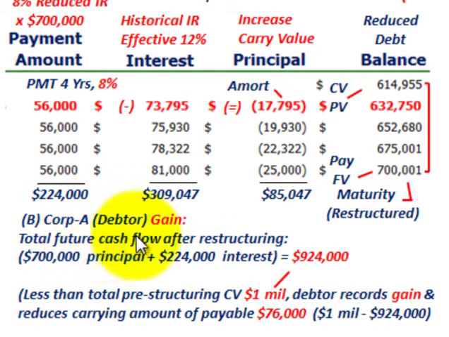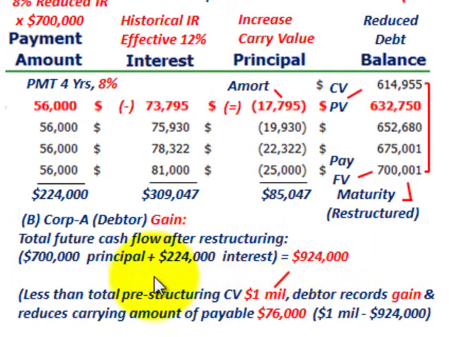Okay, so for Corporation A, the debtor, you can figure the gain in this fashion. You take the total future cash flows after restructuring. That is the $700,000 principal amount plus the $224,000 interest amount that we have up here. That total amount is equal to $924,000.